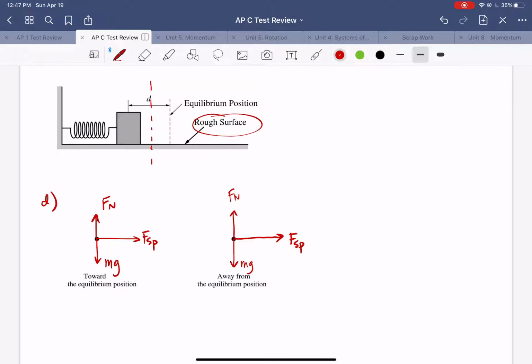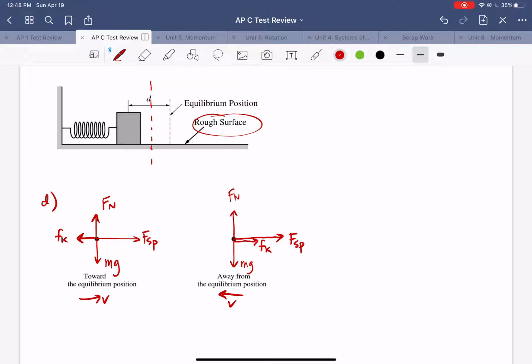So the only difference here is going to be friction. There will be kinetic friction, and it's always going to be in the direction opposite of the motion. So when the block is going towards the equilibrium position, it's moving to the right, so that would be the velocity, so that means the friction will be in the opposite direction. When it's moving away from equilibrium position, v is in this direction, so kinetic friction is this way.